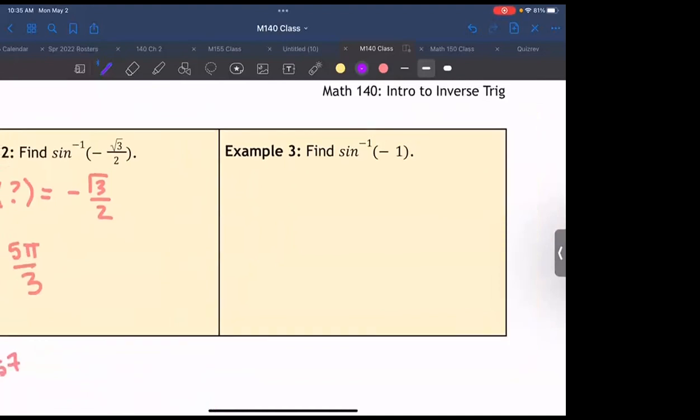Okay. Remember, sine inverse of -1 is the same thing as asking sine of what equals -1, right? That's all we're asking ourselves. Okay. Let's take a look on the unit circle. Where on the unit circle is the sine equal to -1?